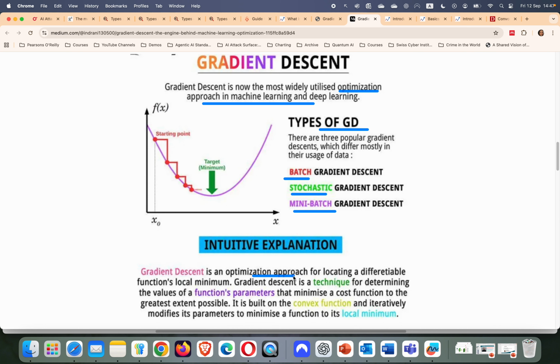Gradient descent is an optimization approach for locating a differentiable function's local minimum. It is a technique for determining the values of the function's parameters that minimize a cost function to the greatest extent. It's built on the convex function and iteratively modifies the parameters to minimize the function to the local minimum. What does that mean? Let's explain this in one sentence.